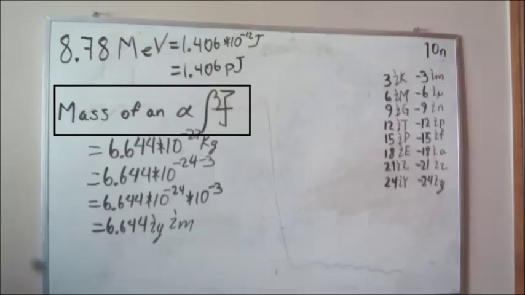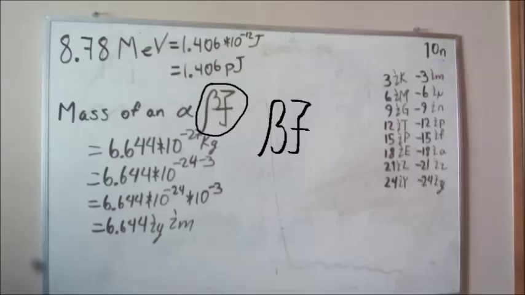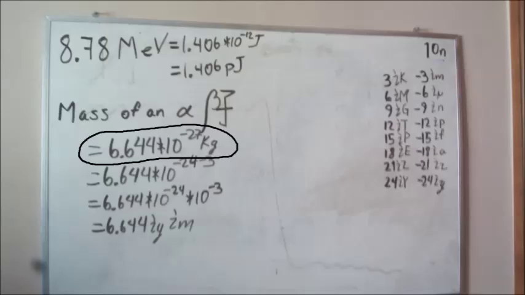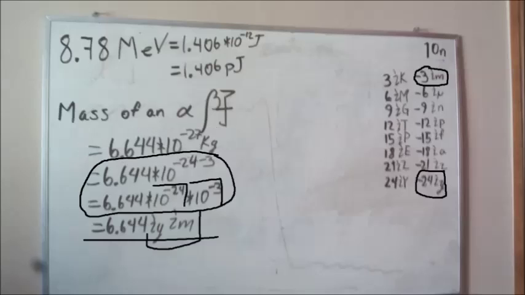The mass of an alpha particle, I know that Chinese character looks a bit weird, but bear with me here. You know that it's 6.644 times 10 to the minus 27 kilograms, and you just do the conversion to get the powers of 10. In this case we need 2 because it's minus 24 minus 3, 2, which gives us minus 27.